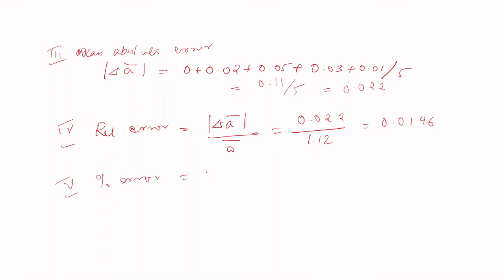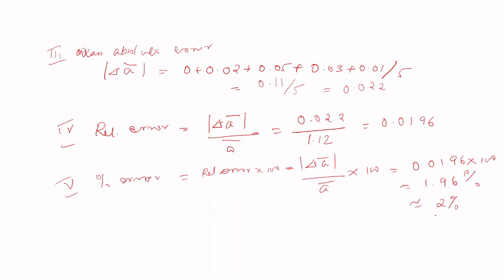Next is the fifth step, percentage error. That is relative error into 100, that is delta A bar by A bar into 100. So 0.0196 into 100 will be 1.96 percent, or approximately you can take it as 2%. So this is how we calculate the percentage error in our measurements. There are 5 proper steps involved in this error calculation.